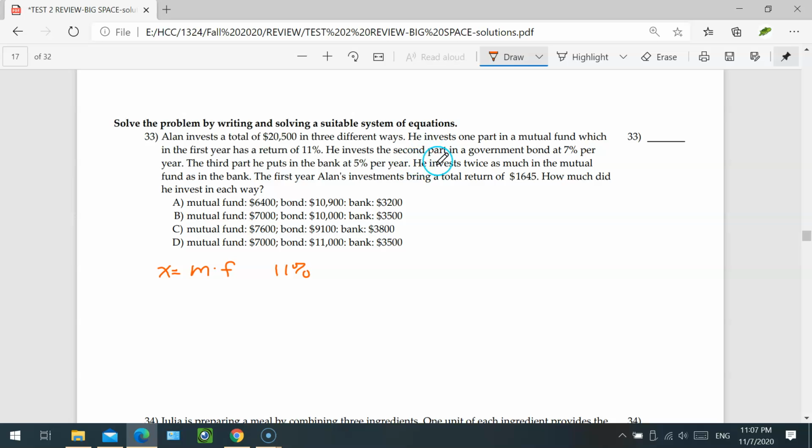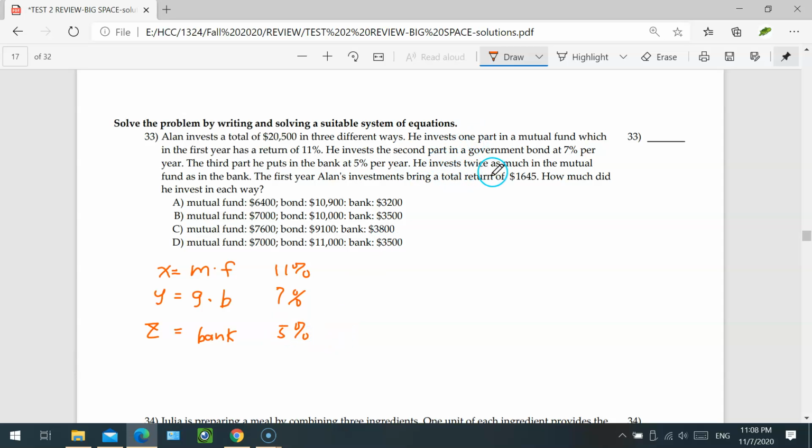He invests the second part in a government bond. So government bond, I'm going to let this equal Y, with the government bond at 7% per year. The third part he puts in the bank. So bank, I'm going to set this as Z. So the investment with the bank has 5% per year.